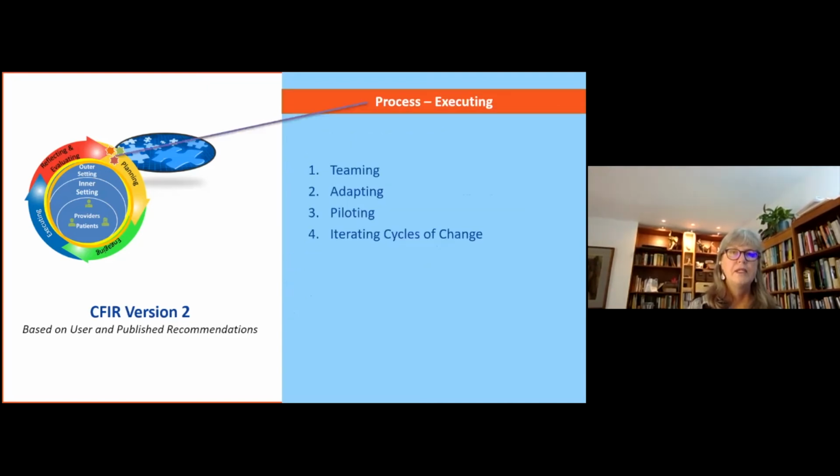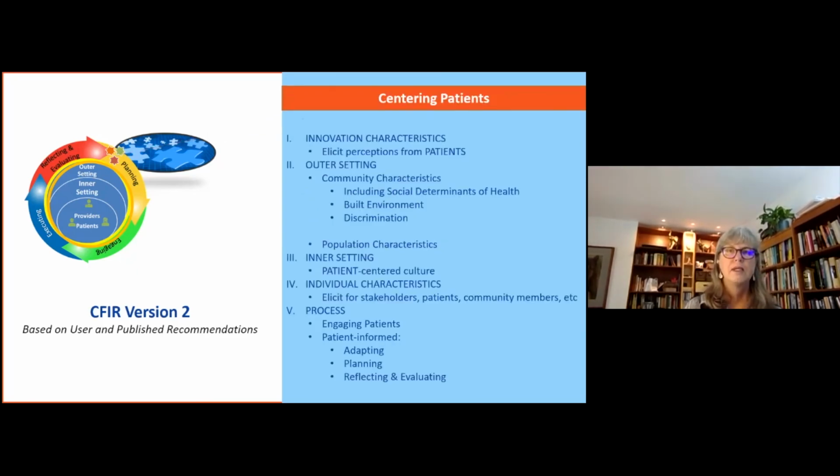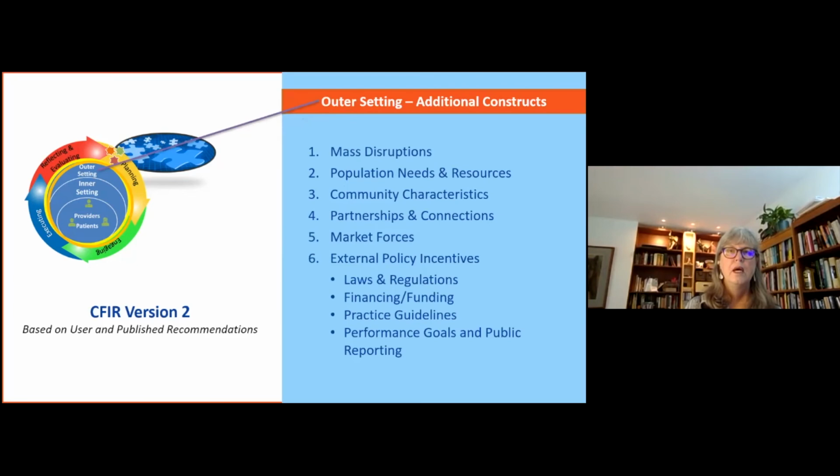In the process domain, within executing, we will recognize the importance of teaming, bringing in concepts from Amy Edmondson, of adapting, of piloting, and doing iterative cycles of change rather than trying to do everything all at once necessarily. Okay, within the outer setting, additional constructs.